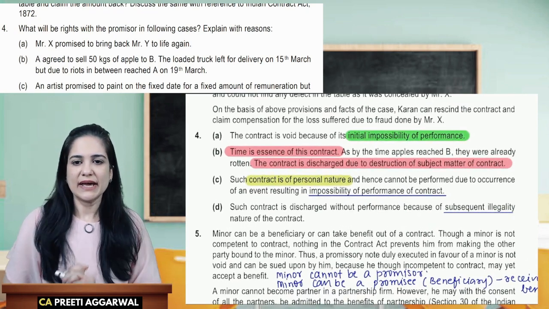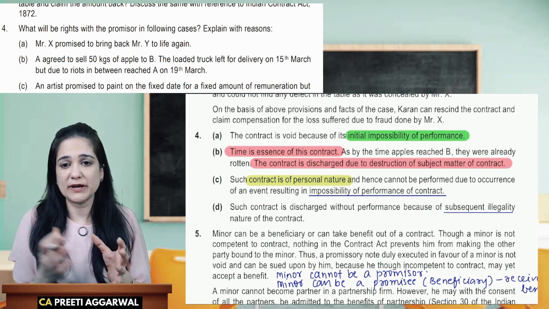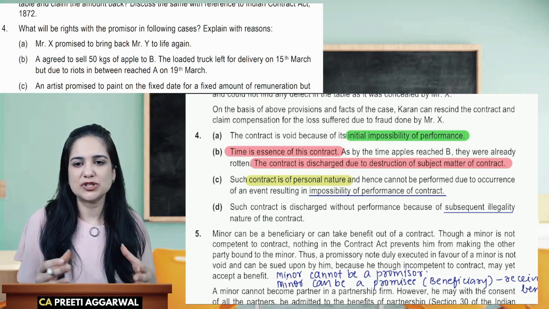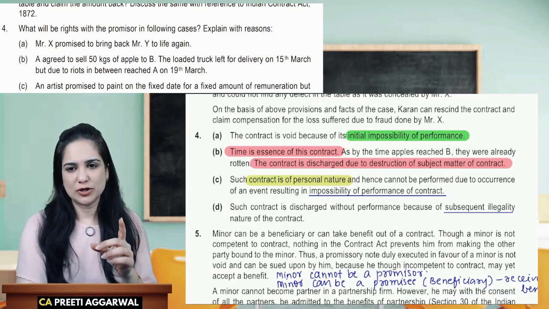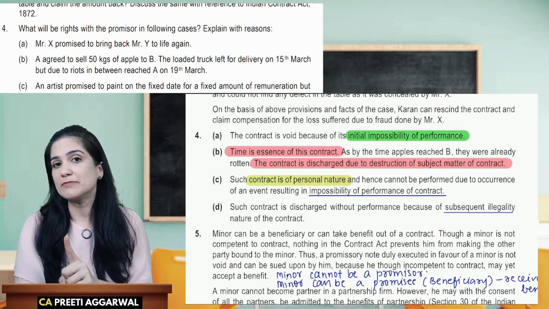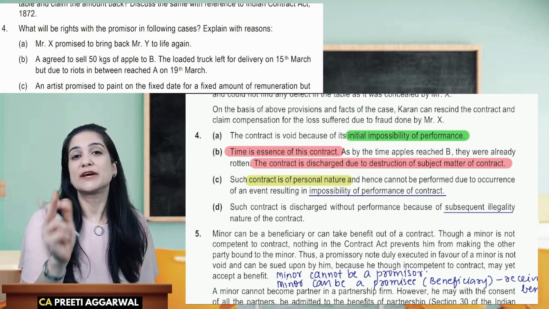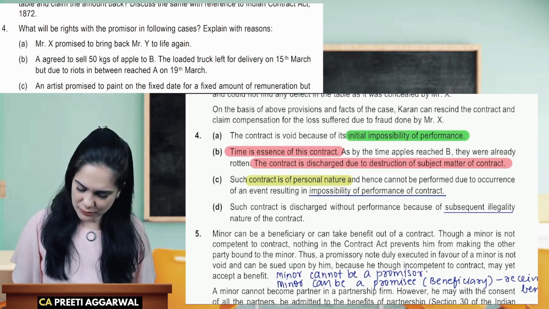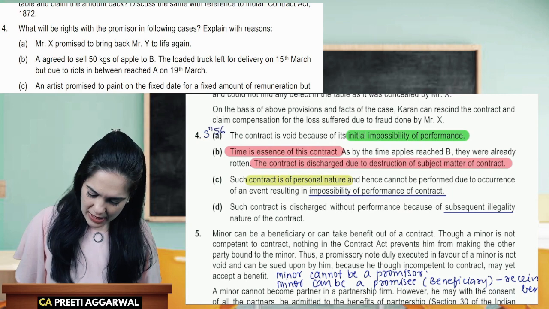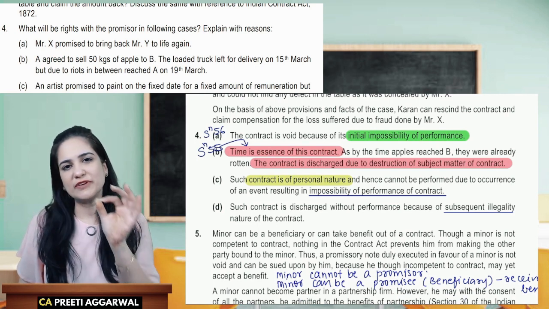Okay. Next, A agreed to sell 50 kgs of apple to B. The loaded truck left for delivery on 15th March, but due to riots in between, it reached B on 19th March. So over here, it left for delivery on 15th March. Because the date is mentioned, immediately it should click: time is essence, section 55. Yes, they have not mentioned the section over here, but I think you can write that in the exam. So this relates to section 56, and time is essence is discussed under section 55. This is one very important section number for exam. Because the date is mentioned, we know that time is essence.